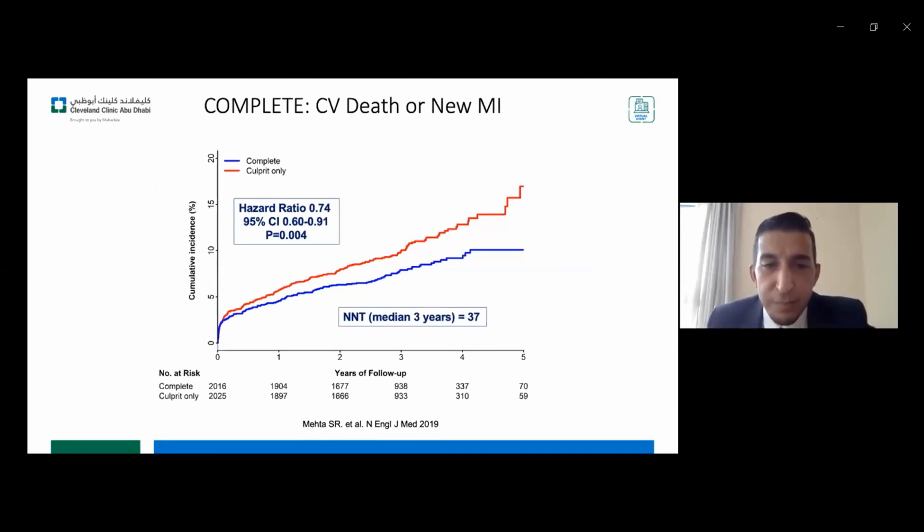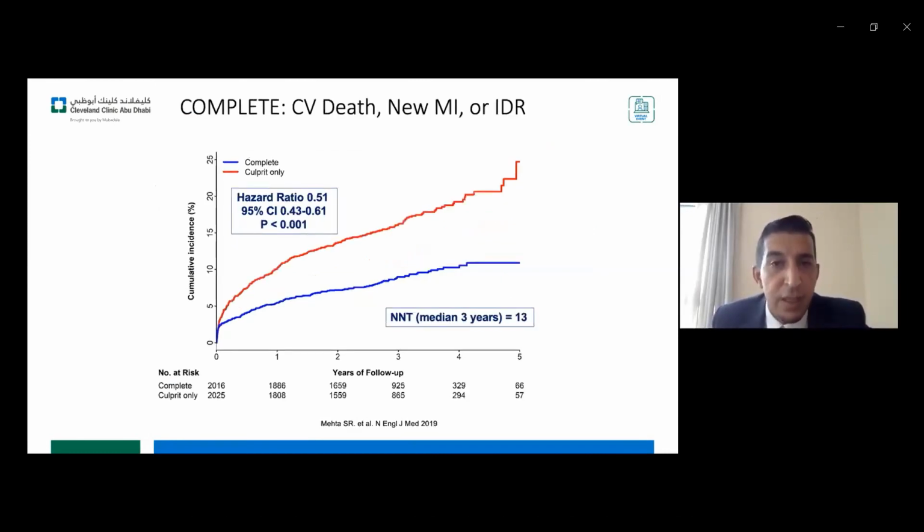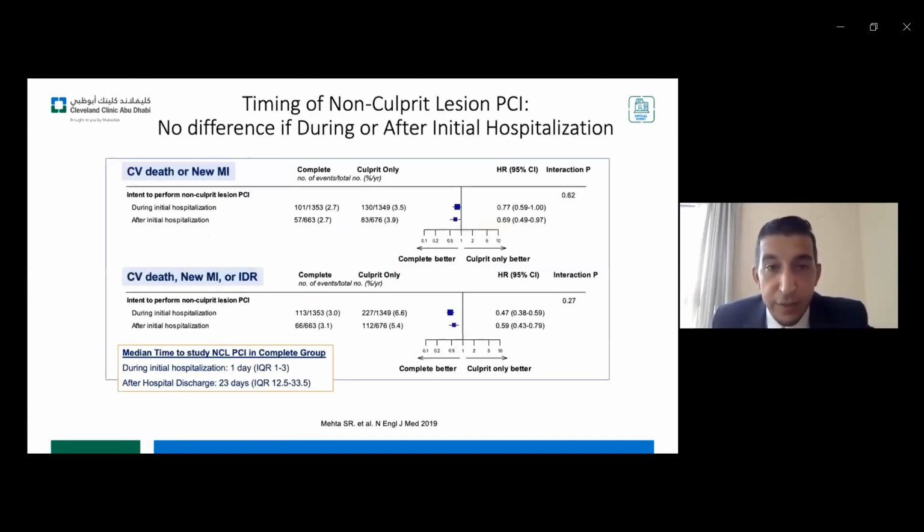In this large trial, we again showed a dramatic reduction, about 25% in death or MI, just looking at hard endpoints, with a number needed to treat of 37 to reduce events. If we added ischemia-driven revascularization, that increased to a 50% reduction with a number needed to treat of 13 to prevent one event out to 5 years.